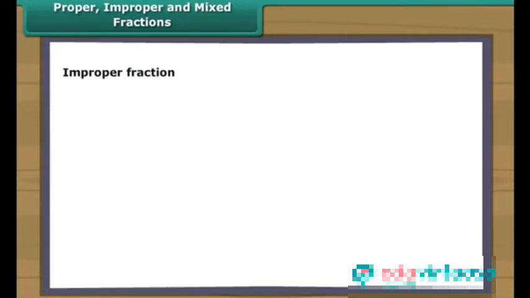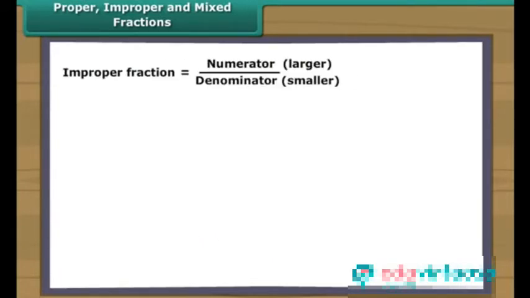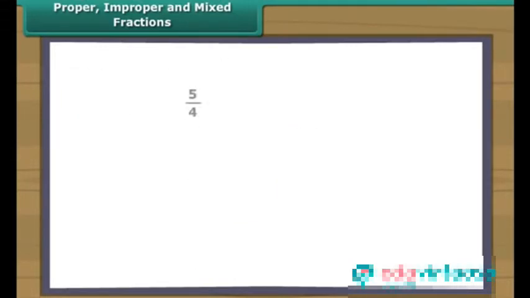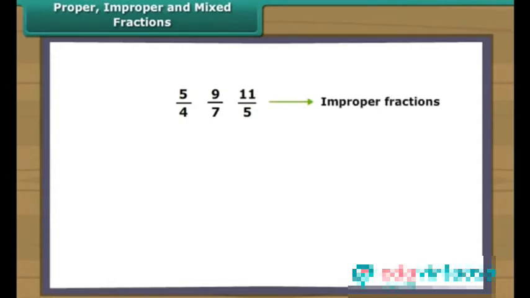In an improper fraction, the numerator is greater than the denominator. 5/4, 9/7, 11/5 are a few examples of improper fractions. Improper fractions can be written as a combination of a whole and a proper fraction. Thus, these improper fractions can be written as 1 and 1/4, 1 and 2/7, and 2 and 1/5 respectively. Such fractions are called mixed fractions.